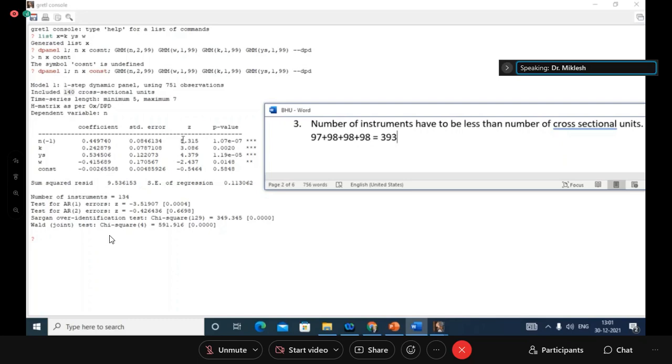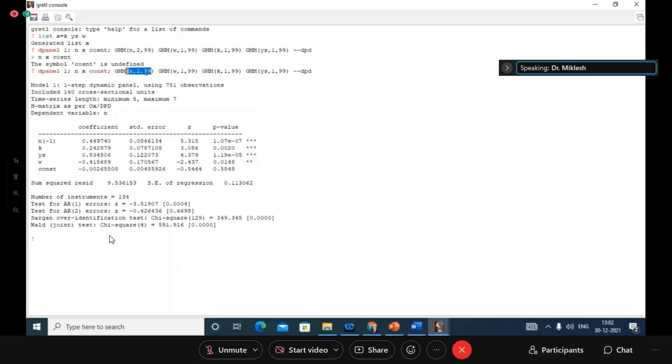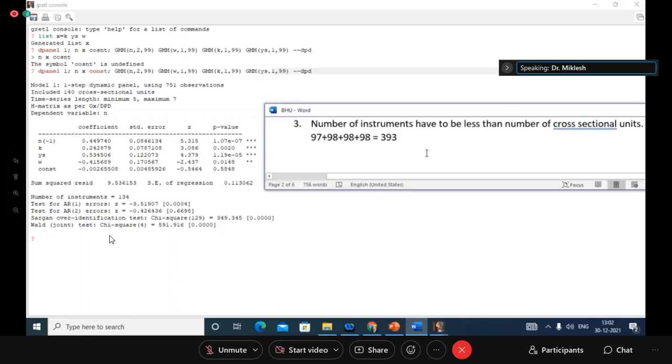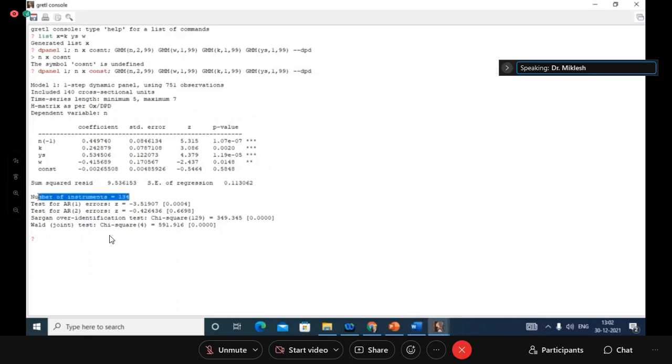How? 97, 98, 98, 98. It means like this: in 299, it means 99 minus 2, 97. Then 99 minus 1, 98, then again 98, then again 98. So total, with the help of this command, you have given 393 instruments, but it has considered 134 only.